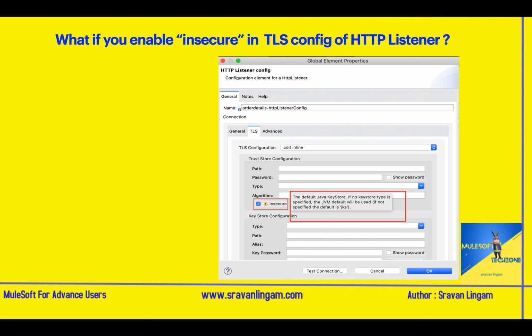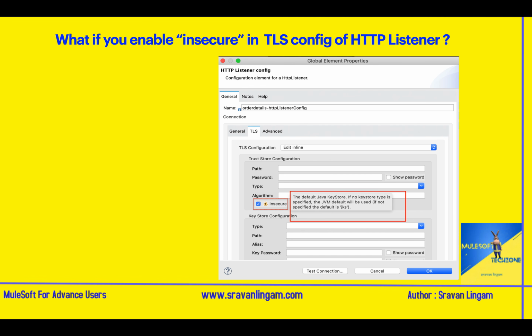Next, if you look at this screenshot, in many of your applications you might be seeing this option, or you might have used this option in real time. So what if you are enabling the insecure option in the TLS config of the HTTP listener? This is the particular configuration I'm talking about. When you create the RAML and generate the flows, in the main flow you will be seeing the HTTP listener, right?